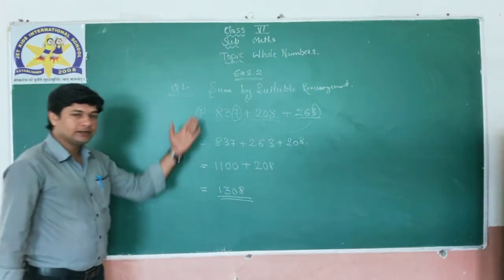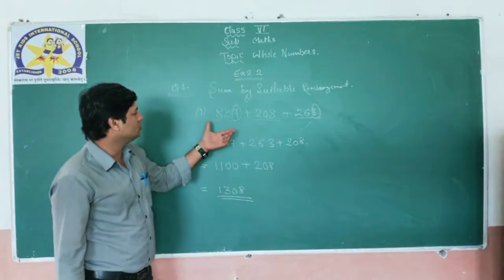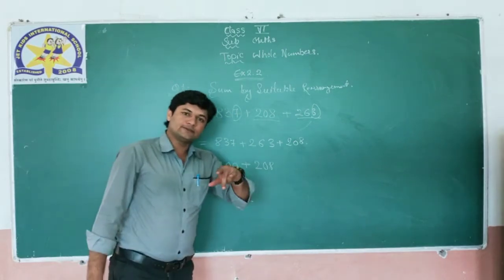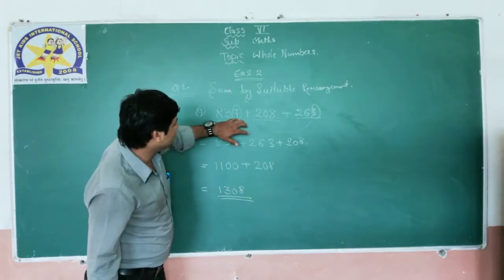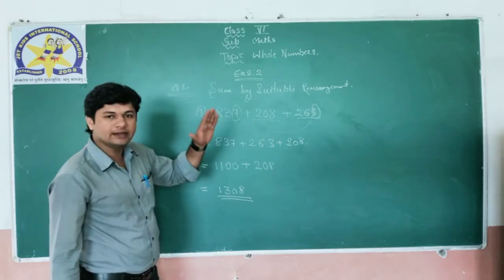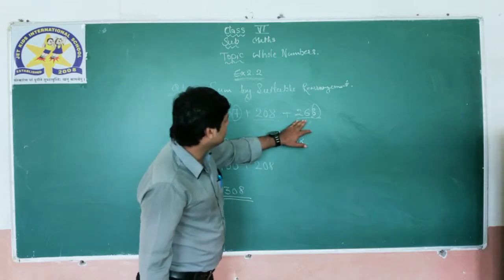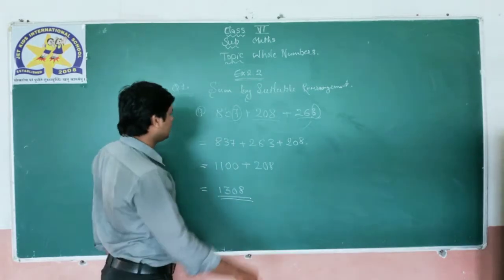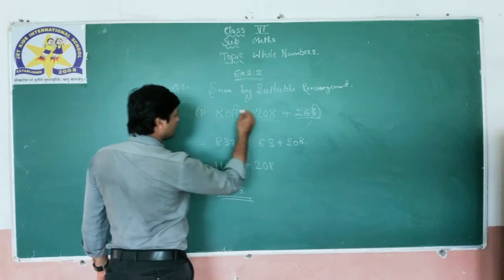Understood? Let me repeat it for you. The question is sum by suitable rearrangement. Just add them by suitable rearrangement. So rearrange first and then solve for ease of calculation. Why am I not going to do 7 plus 8, that is 15? It will take a little bit of time. But if I directly add 837 and 263, it will come to 1100 directly. It will be a round figure. 7 plus 3 is 0, right? Then we can do it directly.